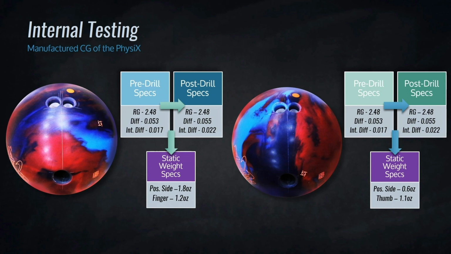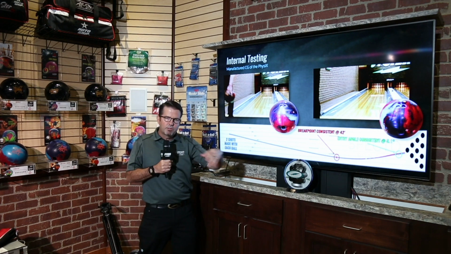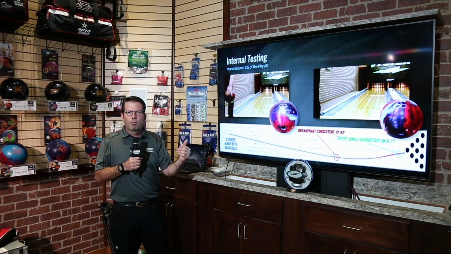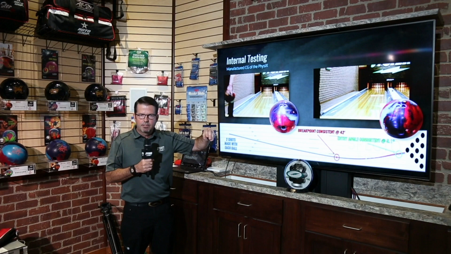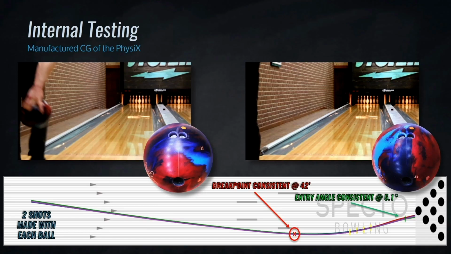Okay, so let's take a look at Specto here. And then we show those shot paths, and we've seen these shot paths throughout this entire webinar in the internal testing that we did. Now, notice that there were 2 shots made with each ball. So there are 4 balls on this shot path, and virtually you can only see 1 ball path and 1 ball motion.